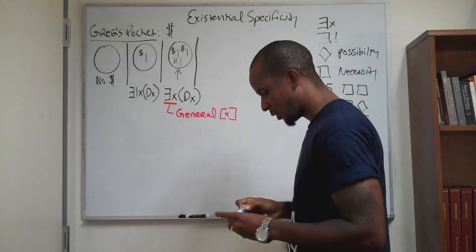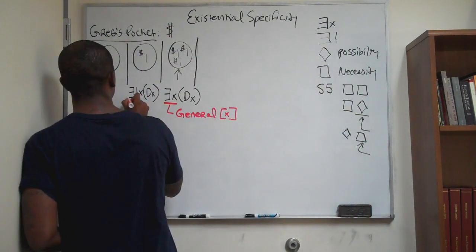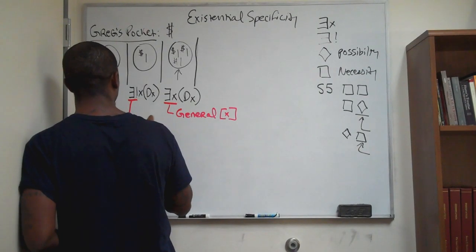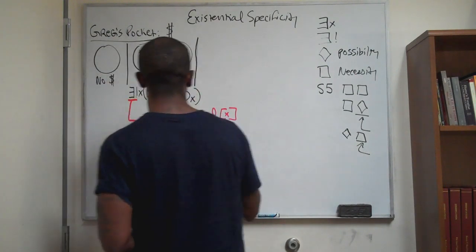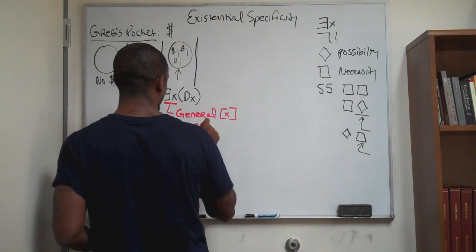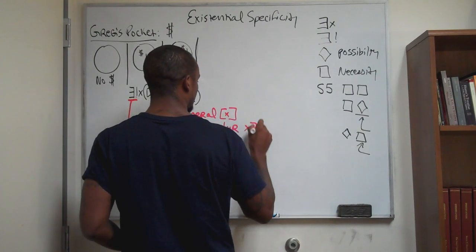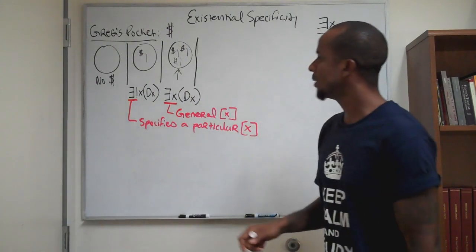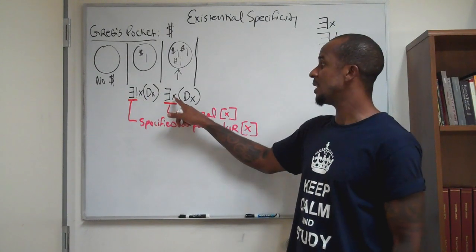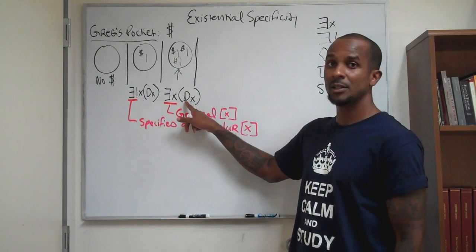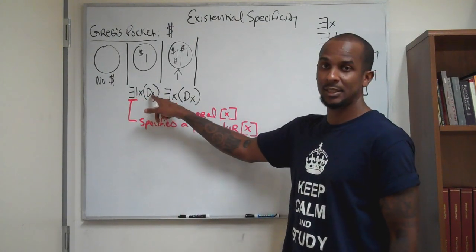This unique existential quantification, right? This unique existential quantification specifies, S-P-E-C-I-F-I-E-S, a particular, and I've already done a video on this, P-A-R-T-I-C-U-L-A-R, a particular X, right? There is a unique, this says there is an X, such that that X is a dollar. This says that there is a unique X, that X is a dollar.